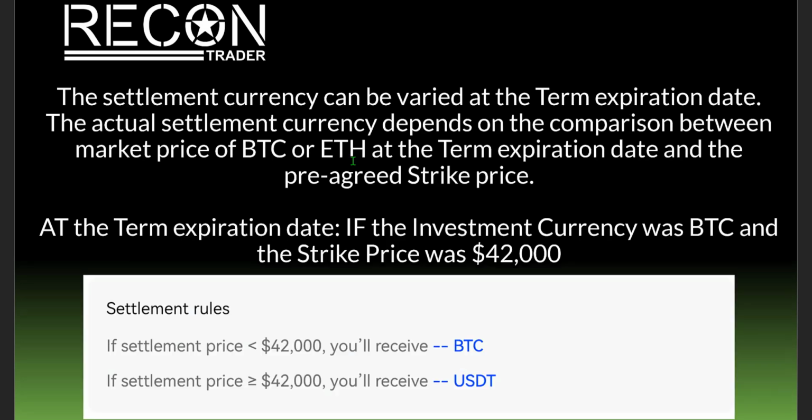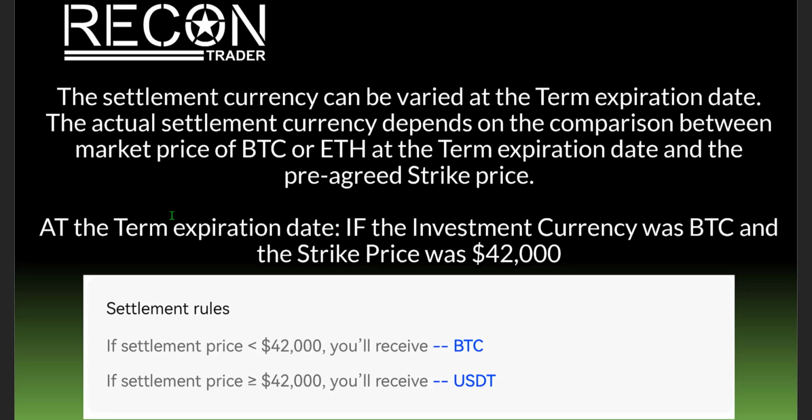Now, if we dive a little further into the weeds, the settlement currency can be varied at the term of expiration. Remember, your investment currency is going to be either BTC, ETH, or USDT. That does not mean at the end of the term you will get that particular currency back, which is known as the settlement currency. That will actually depend on the comparison between the market price of BTC or ETH at the term expiration date and the pre-agreed upon strike price.